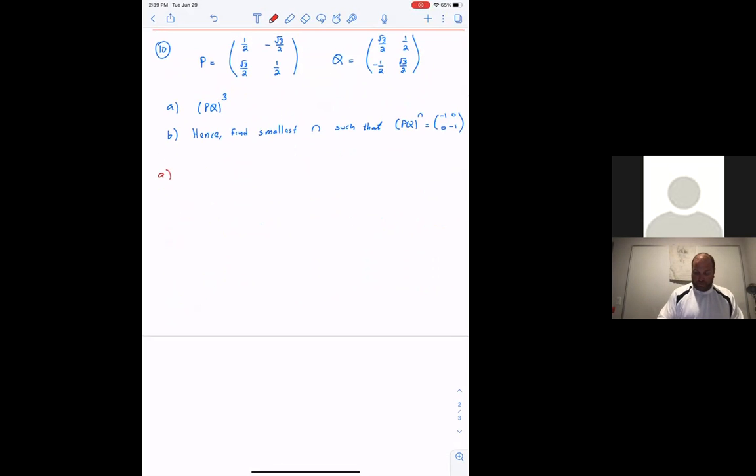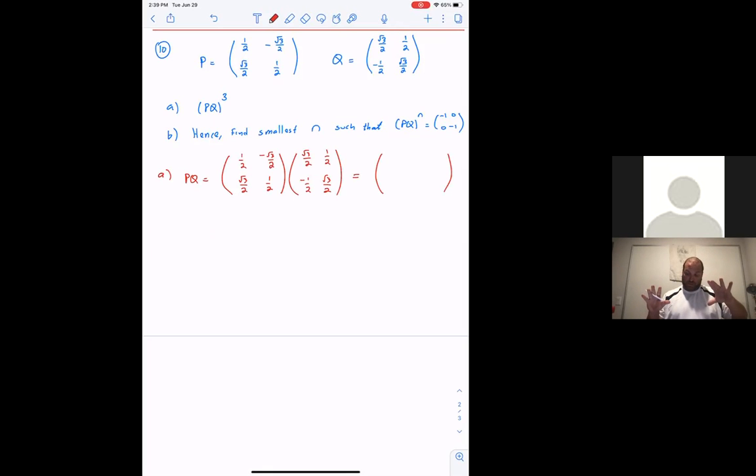Okay, so A, let's first find PQ. PQ is P, which is 1/2, negative root 3 over 2, positive root 3 over 2, 1/2, times Q, which is root 3 over 2, 1/2, negative 1/2, root 3 over 2. So what is this equal to? 2 by 2 times 2 by 2 gives me a 2 by 2.